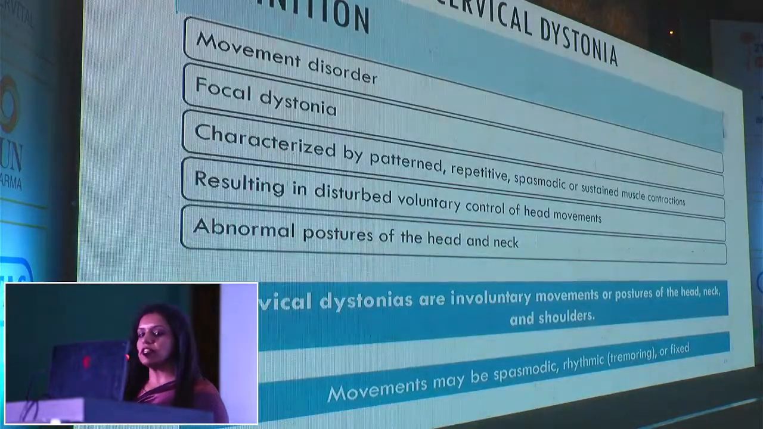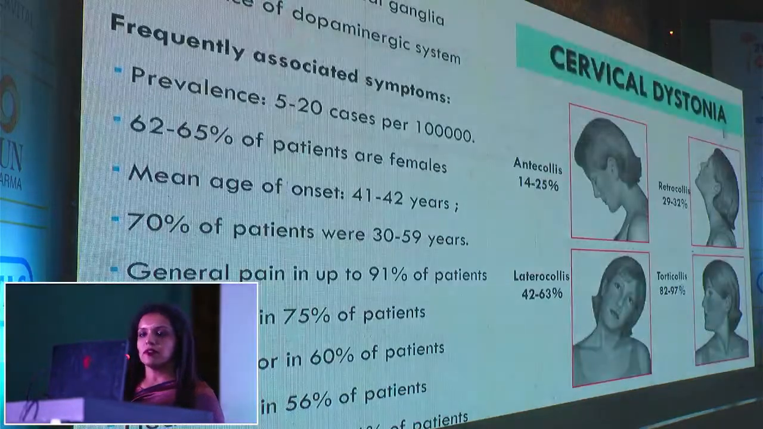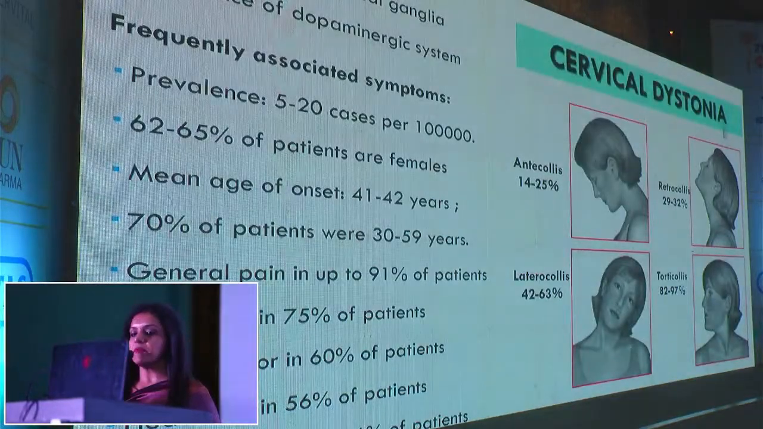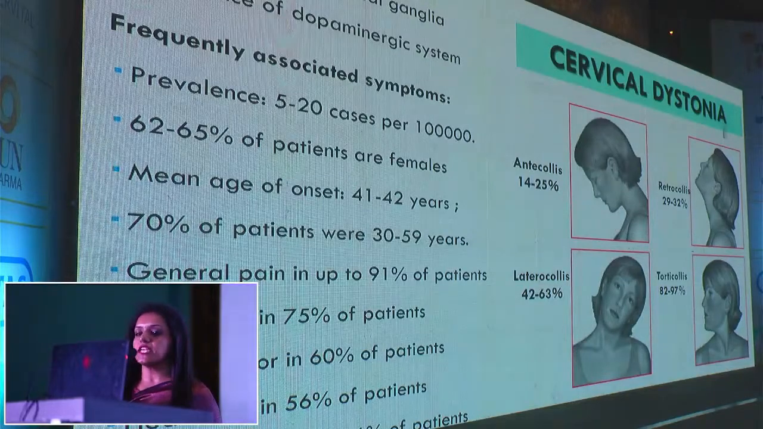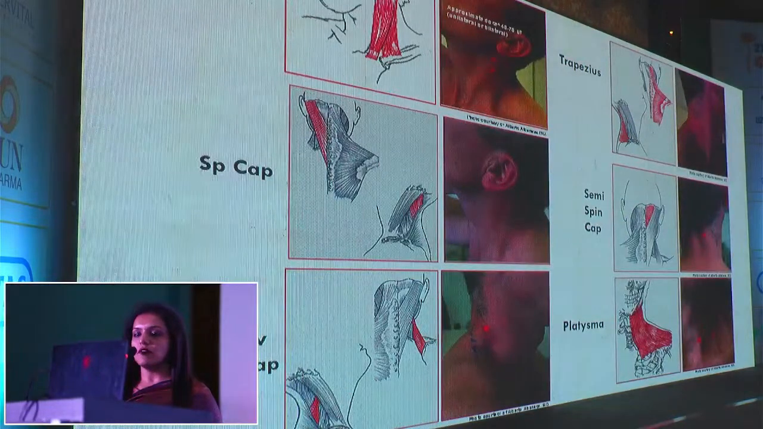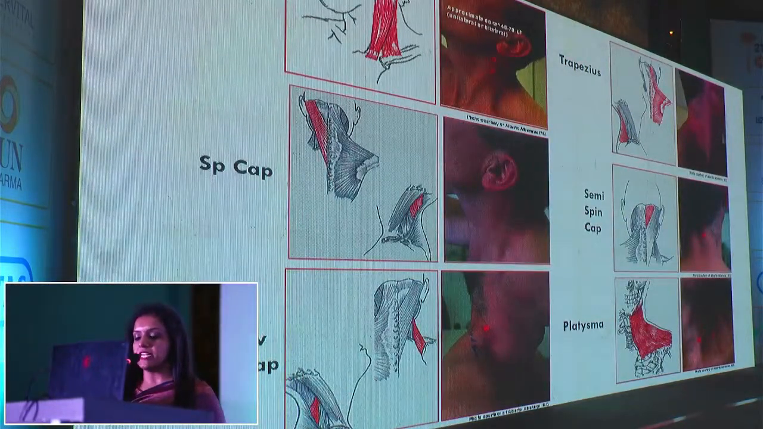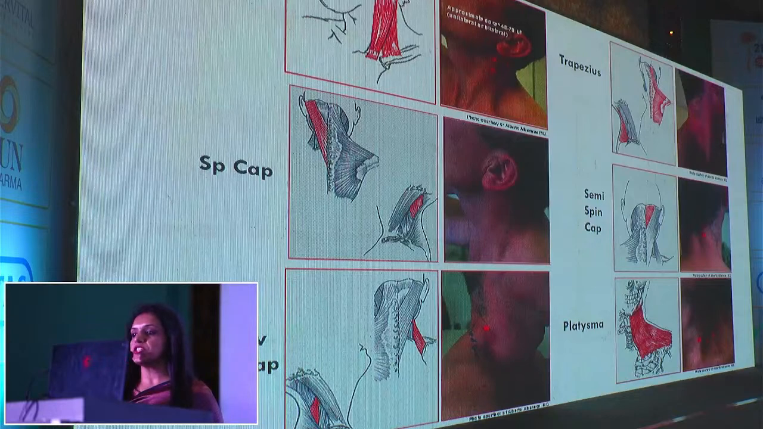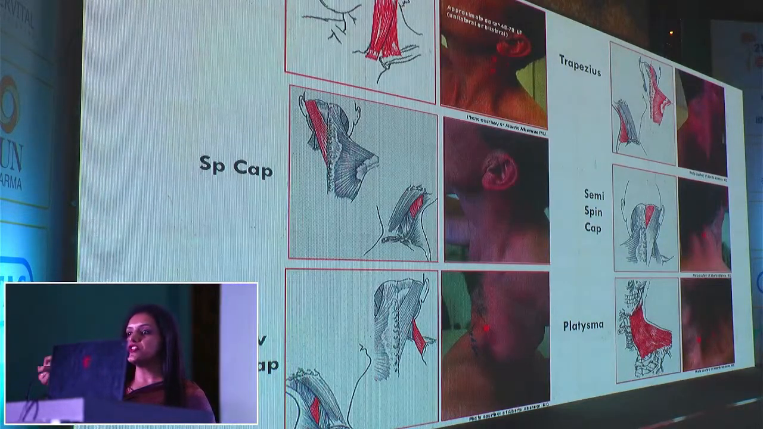Coming to cervical dystonia, it is, again, a type of movement disorder. Basically, there can be different presentations of cervical dystonia. It can be only anterocollis, only retrocollis, laterocollis, torticollis, or a combination of any of these 4. So for different areas we inject different sites. Each patient is different, with a combination of different movement disorders. So the patient should be watched carefully.